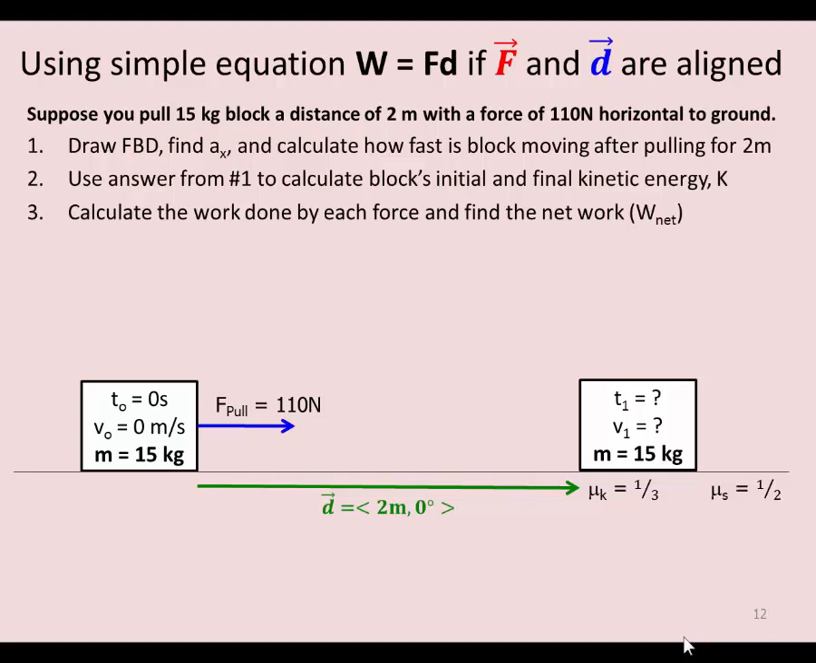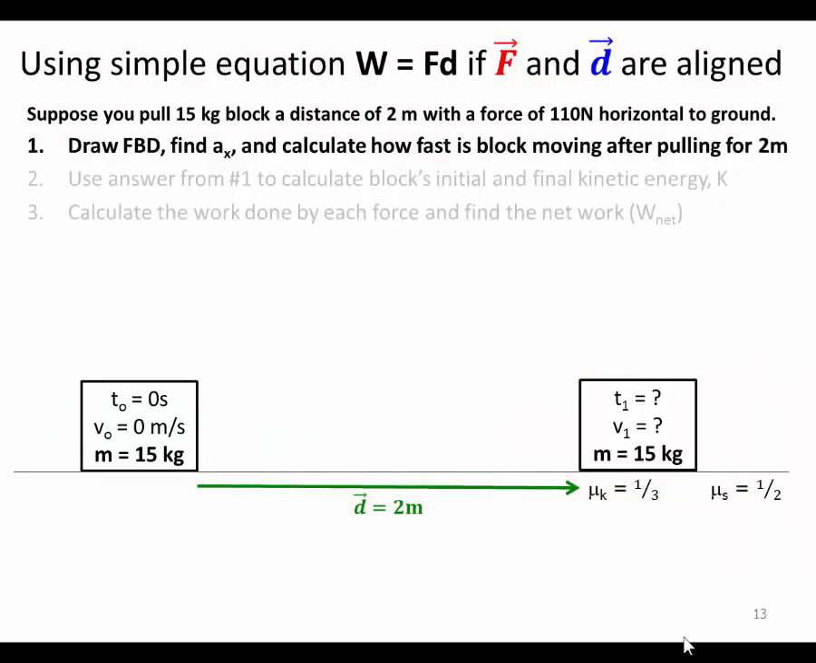Okay, so let's take a look at examples of calculating work. We're going to look at it a couple different ways. We're going to calculate the work for an object, but we're also going to look at the free body diagram. We'll do some calculations to see how fast it's going, and we can use that to calculate some kinetic energy changes. And finally, we'll calculate the work done. Be sure to check your handout to make sure you're using the same numbers. I may have tweaked the numbers a little bit to make them work nicely.